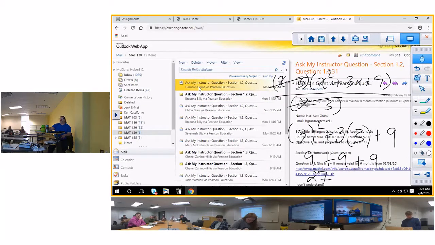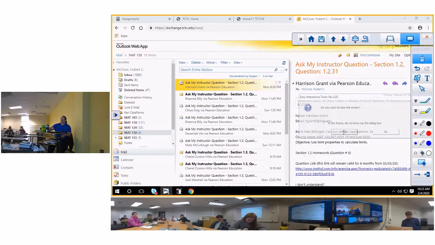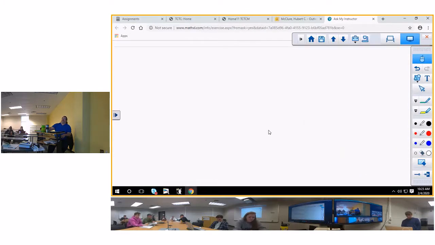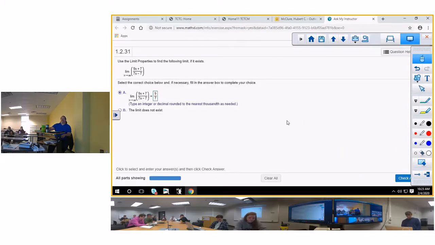All right, this is 31 slash 9. 31 slash 9, moving along. Use the limit property. Well, the answer is 9/7. You got it right. But what is the question? What does the direction say?